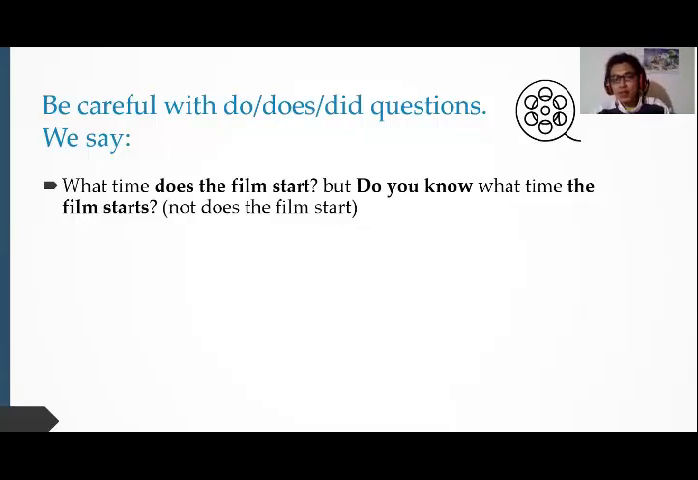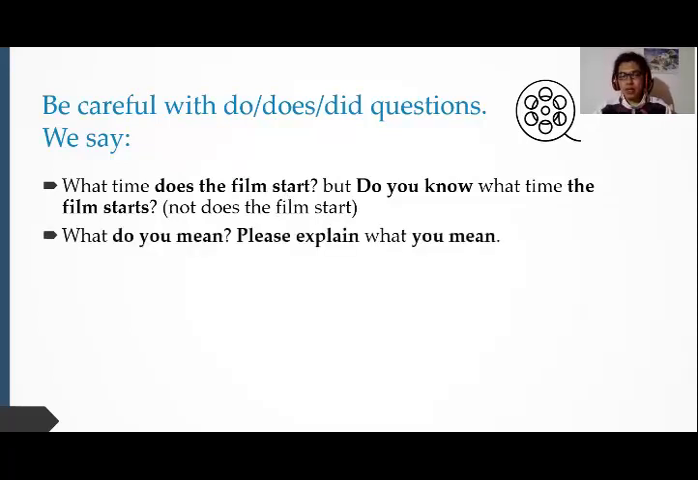If you can see, we are asking about the film. What time the film starts? We are not talking about you. We are talking about the film. We are making a question about the film. That is the reason we use the auxiliary does. What time does the film start? Because I'm wondering about the film.